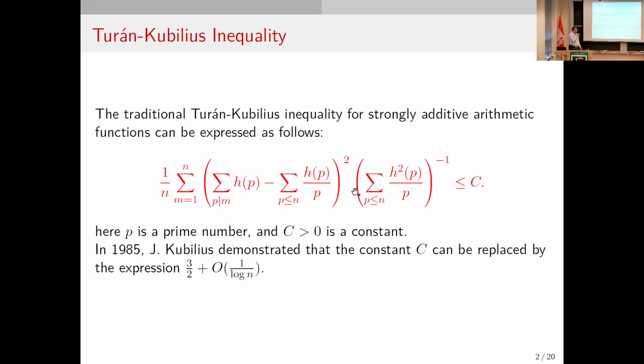So long ago, in '85, it was proven that the scalar C is actually 3/2 plus a remainder term. It's formulated for strongly additive arithmetic functions here. For only additive arithmetic functions, it would be different. But this is not the point of the talk. It's just an illustration. Later on, it was even proven that this remainder term is negative.